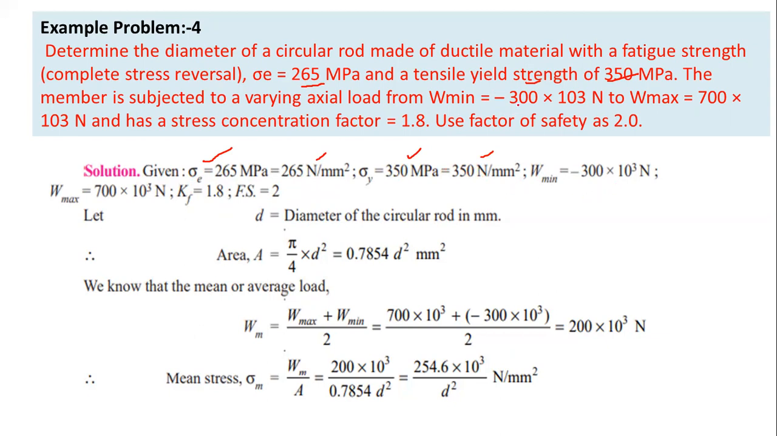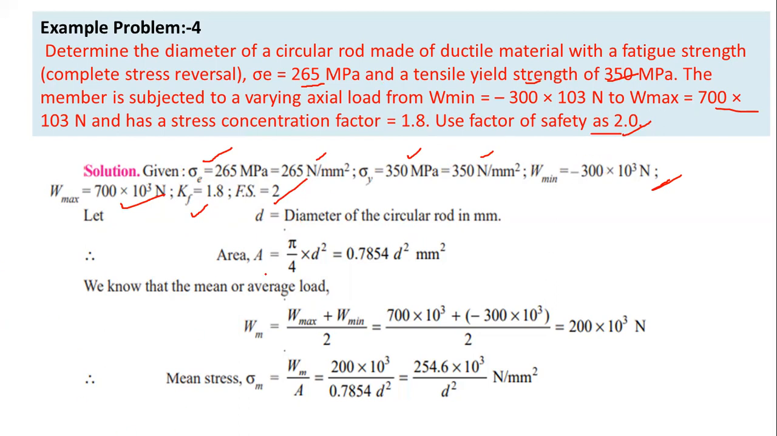Minimum load equals minus 300 into 10 power 3 newtons. And maximum load equals 700 into 10 power 3 newtons. And Kf is the fatigue stress concentration factor, that is 1.8. And factor of safety Fs equals 2. These are the given values in our question.